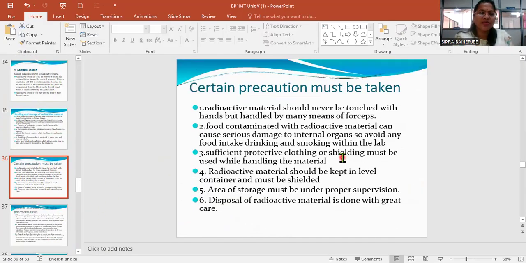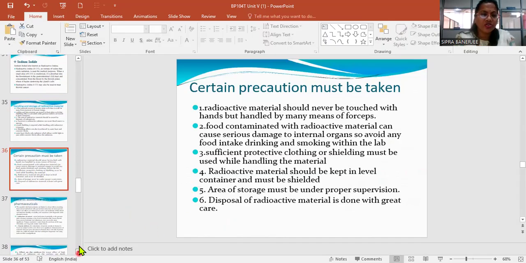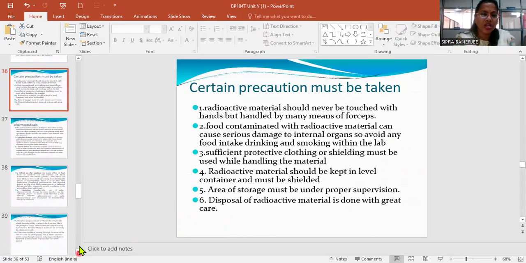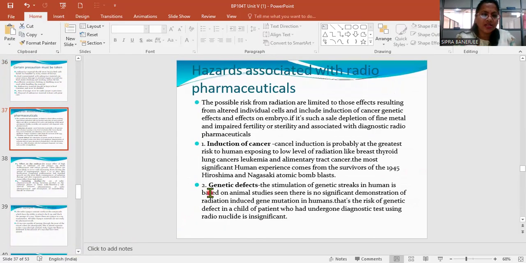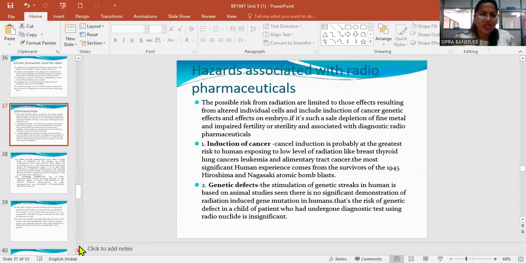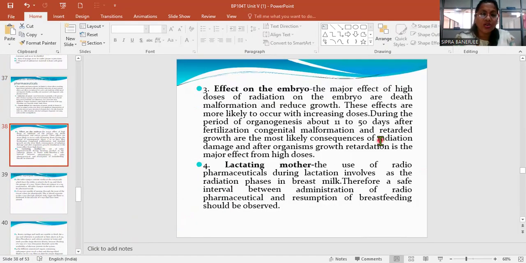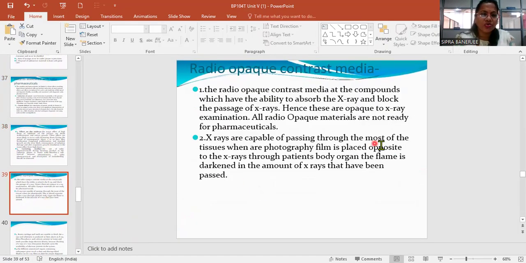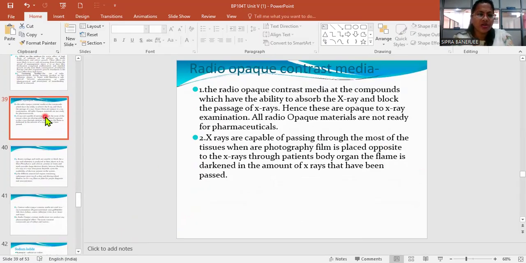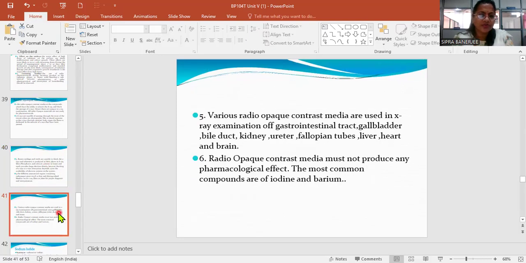Certain precautions must be taken. Food material should not be contaminated by radioactive activities, and sufficient protective shielding should be there to prevent the radiation. The area where it is stored should be well supervised, and disposal must also be done with great care. Hazards: there are hazards like infection, cancer, genetic effects, and tumor. A fetal embryo or lactating mother should not be exposed to this. Now, there are radioactive contrast media like barium sulfate. Okay, that will be discussed in your next class.